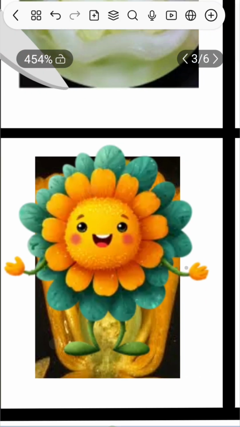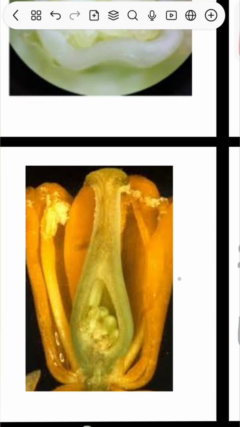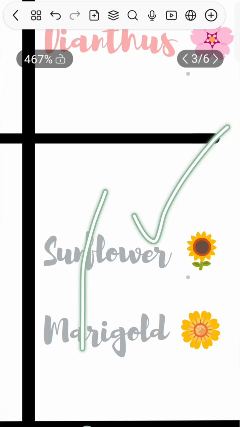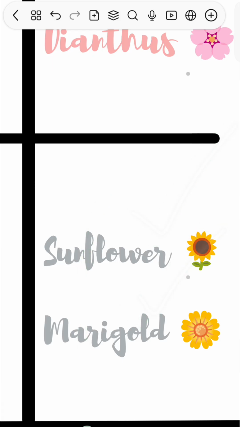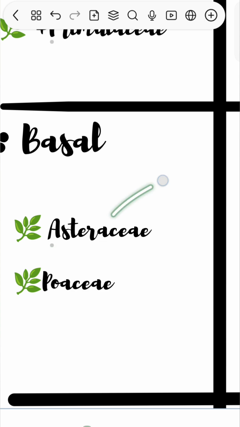Another flower. Okay, I need to cut it. Okay, let's cut this. So inside that you can clearly see a seed is present. The examples are sunflower and marigold. Sunflower and marigold are the examples for this placentation, basal, and the plant families are Asteraceae and Poaceae. These two are the examples.